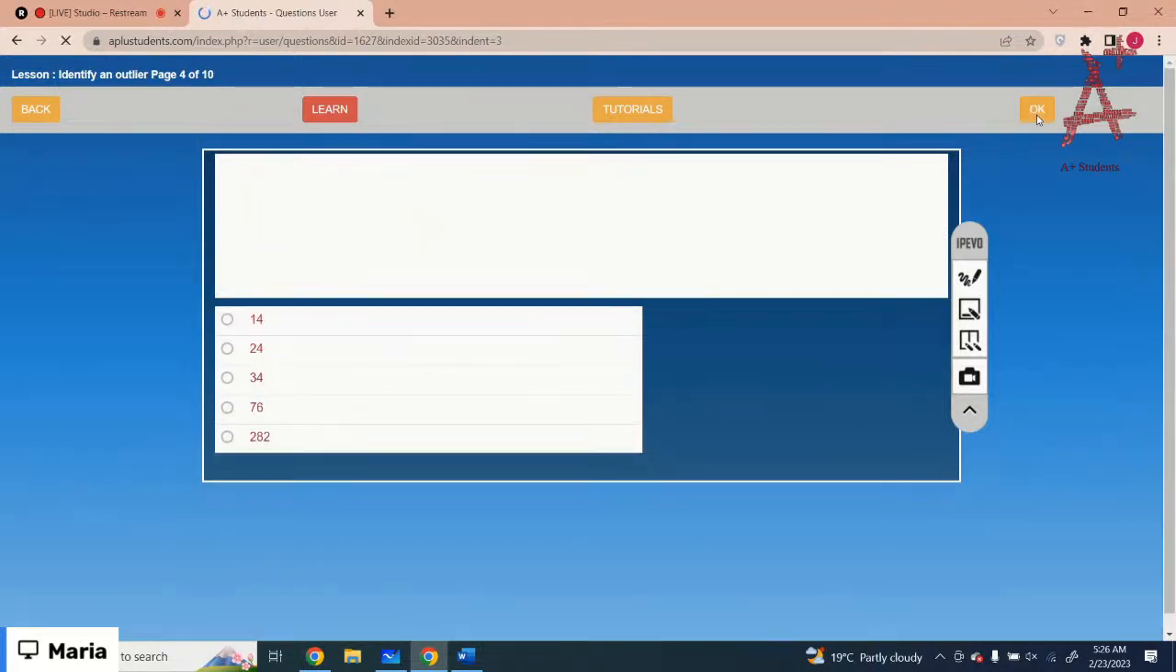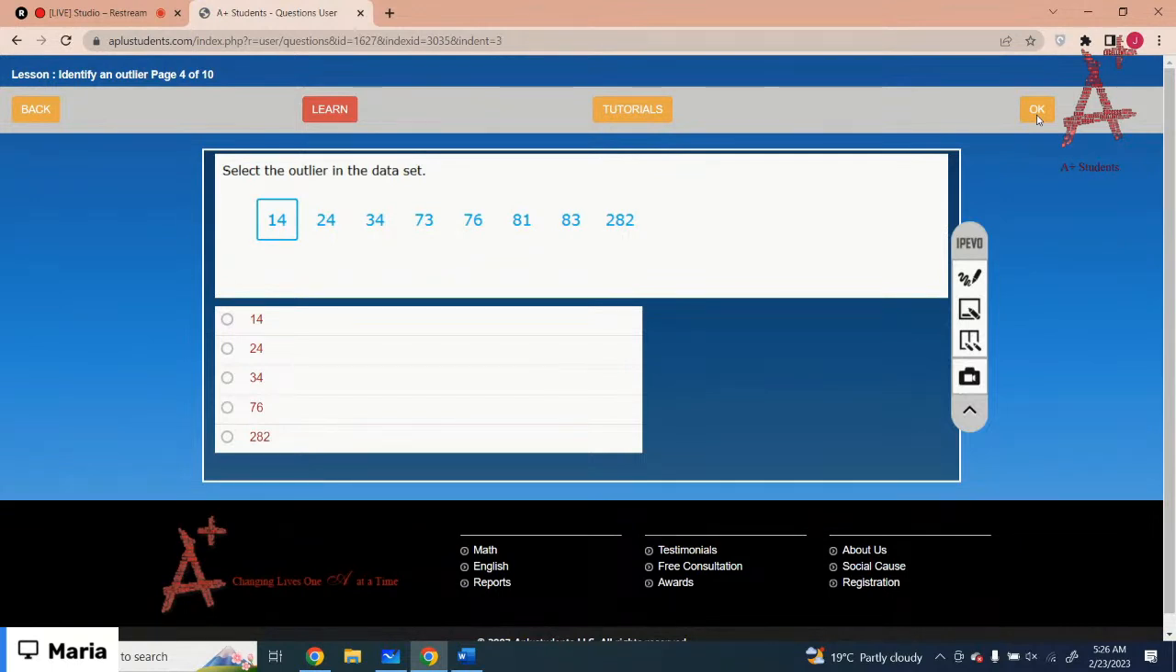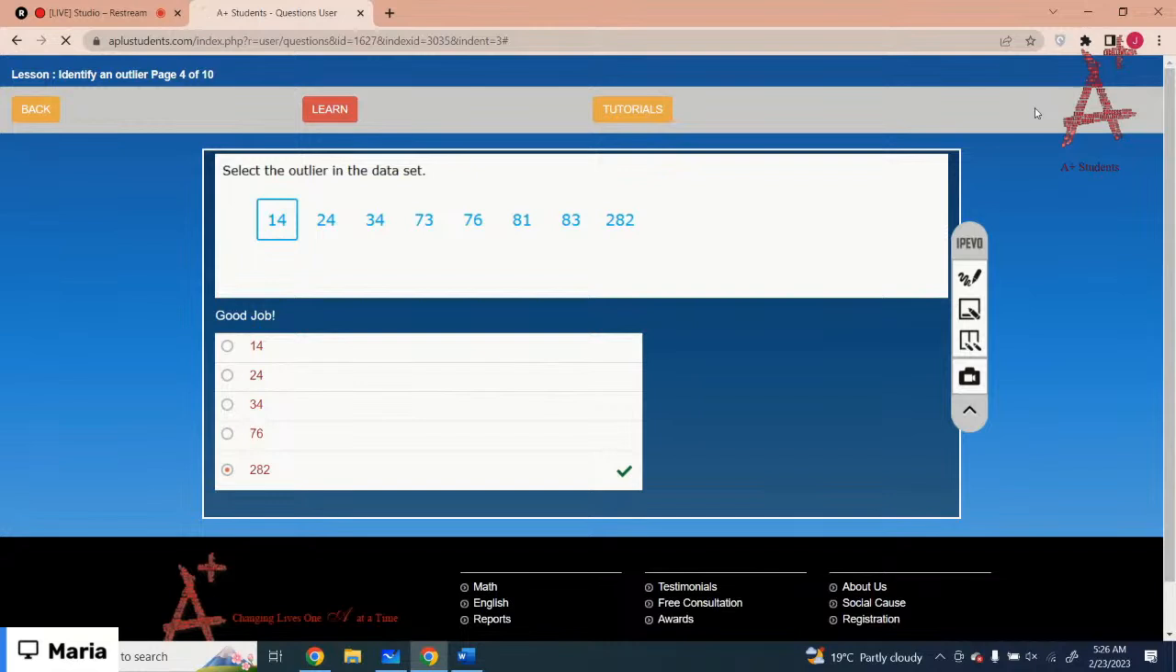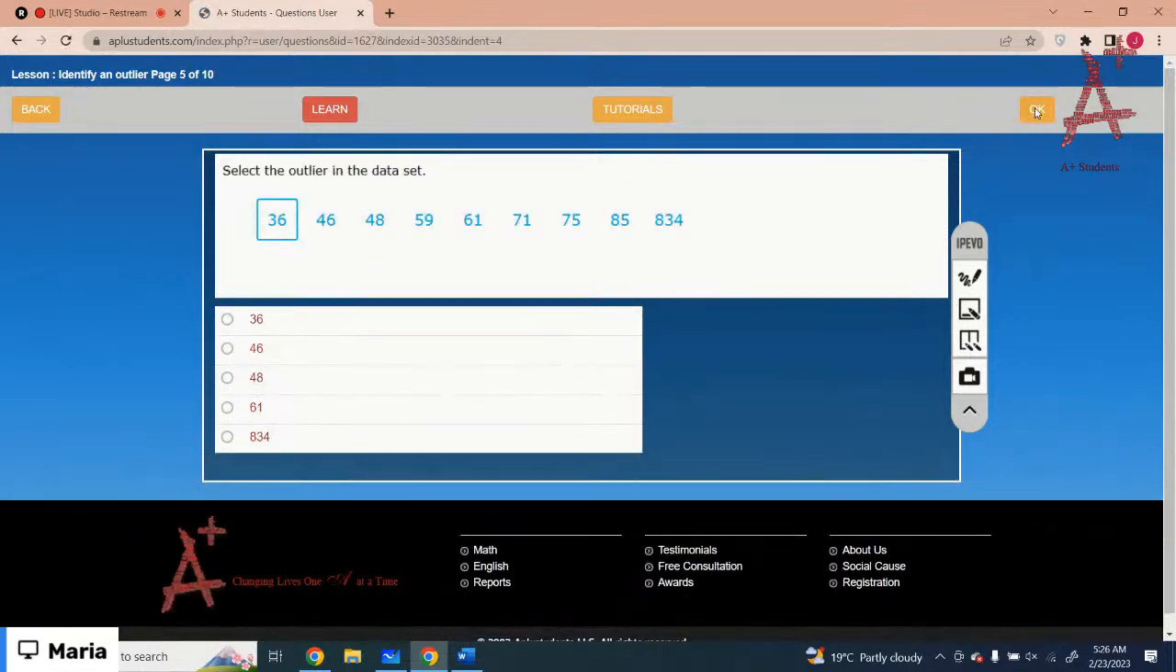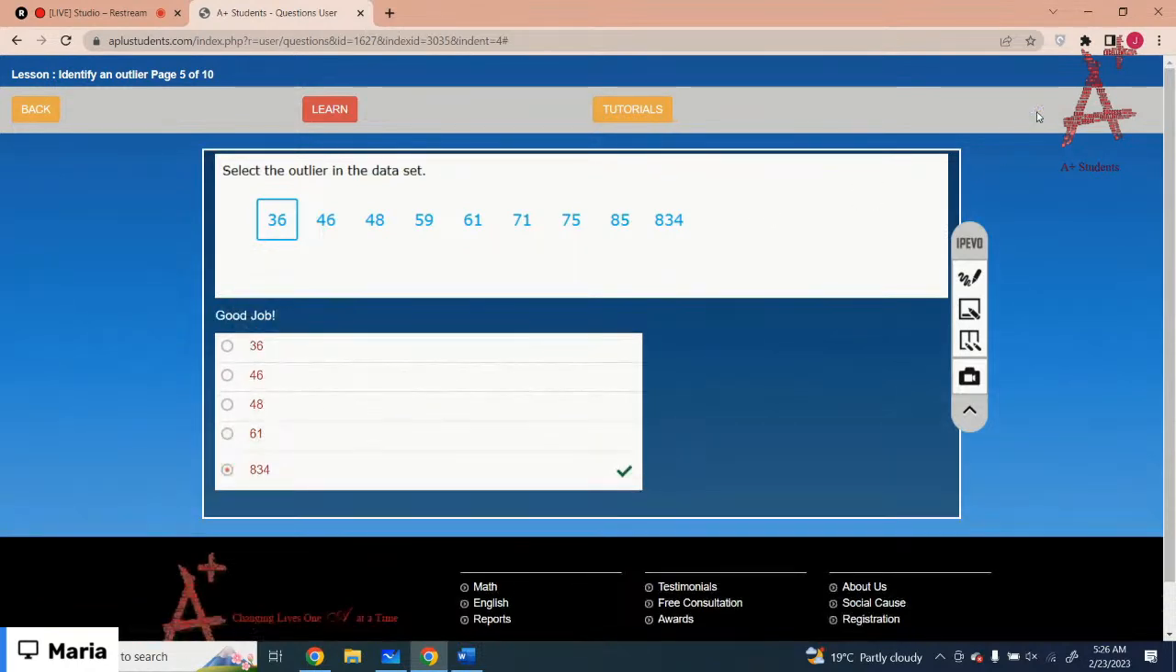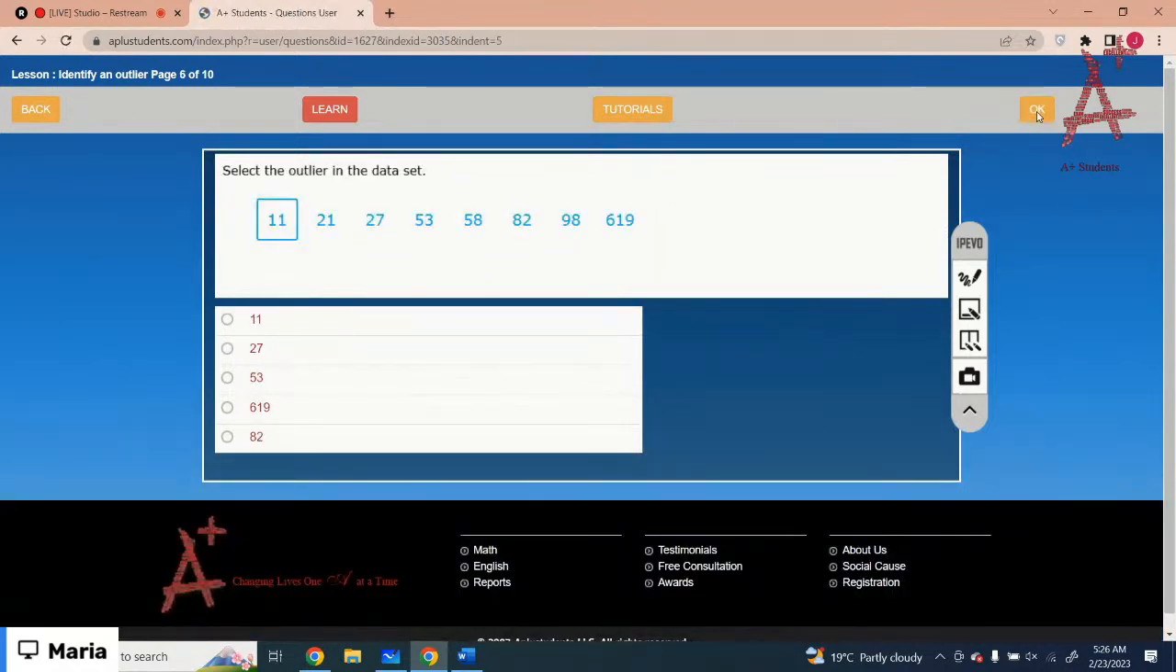Select the outlier in the data set. So which is the outlier? Yes, 282 is the outlier. Got it. Select the outlier in the data set. So which is the outlier? Just look at the numbers and select the outlier. Which is the outlier? 834 is the outlier. Got it. 834 is the outlier because that is the larger number, much larger than the other numbers.